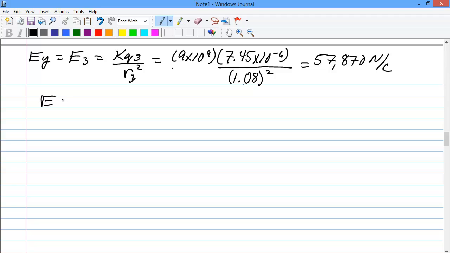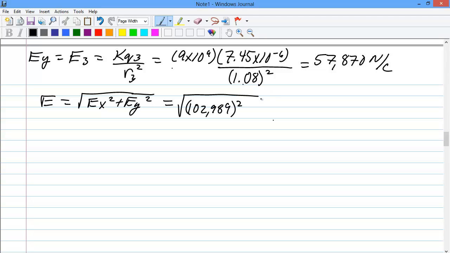So now to find E, I just take the square root of the sum of the squares of both of these, and that would give me the square root of 102,989 squared plus 57,870 squared, which gives me 118,134 newtons per coulomb.